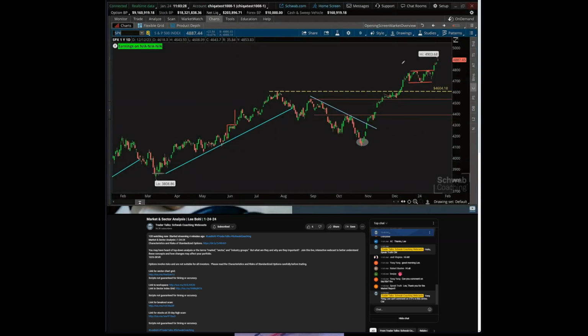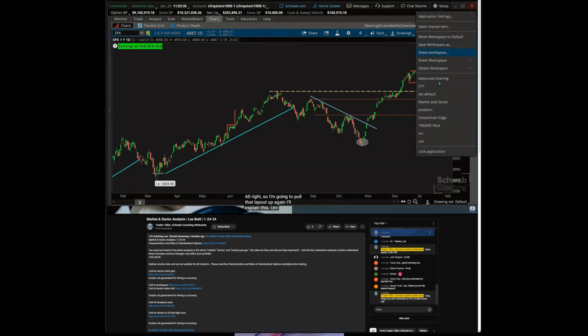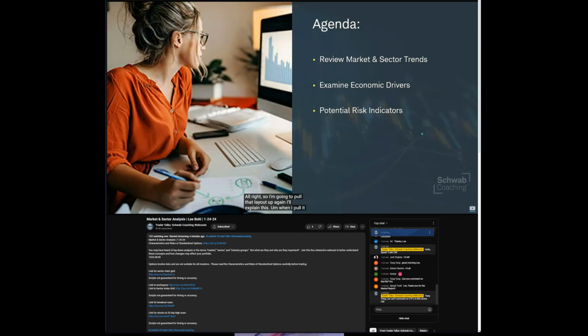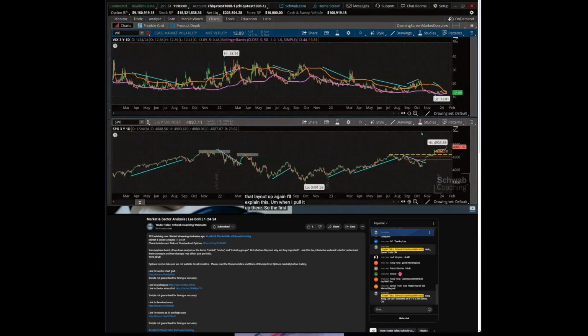All right. So I'm going to pull that layout up. Again, I'll explain this when I pull it up there. So the first one is the VIX. Okay, so how some technical traders use this particular indicator set is as follows. Number one, it is a chart of the VIX in the upper pane with the S&P below in the same time frame.